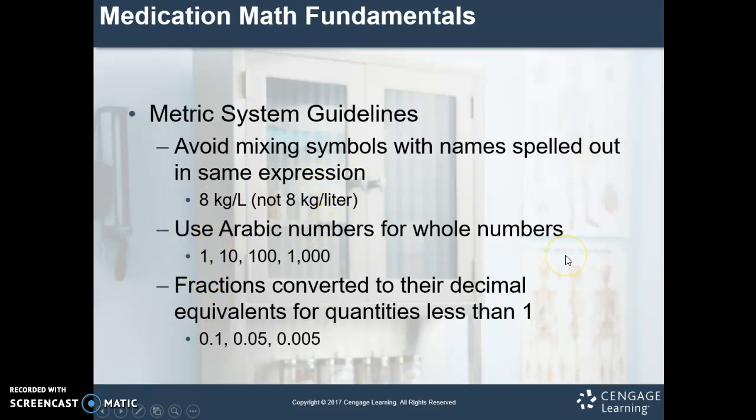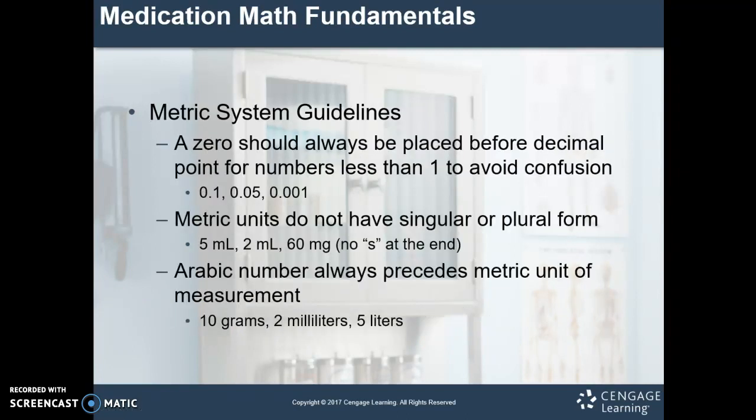Use Arabic numbers for whole numbers, so 1, 10, 100, 1,000. And fractions are converted to their decimal equivalents for quantities less than 1. This is just for ease of calculation. A 0 should always be placed before decimal points for numbers less than 1 to avoid confusion. Because if you put .1, somebody might just read that as 1, so we want 0.1.